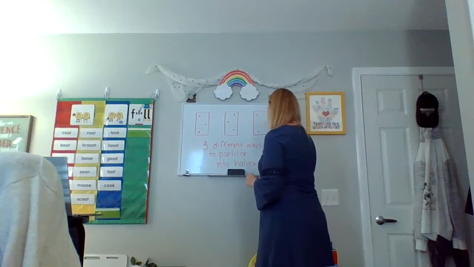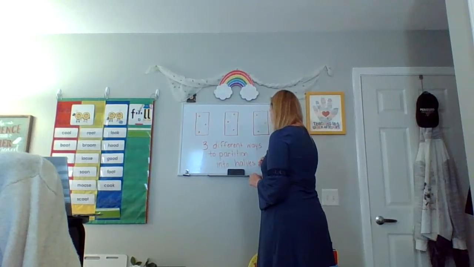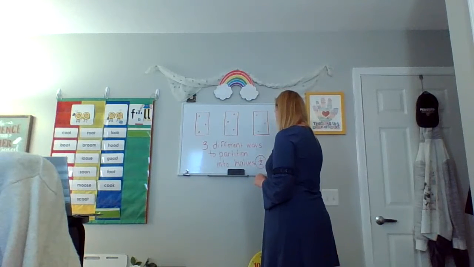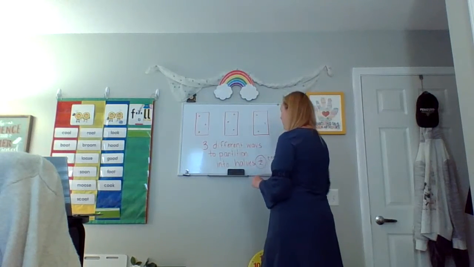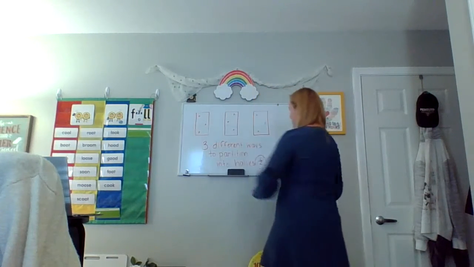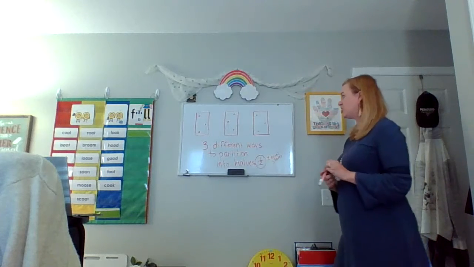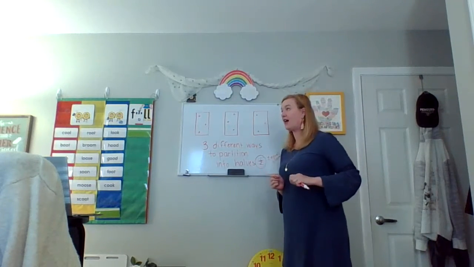Okay? Don't forget, halves is a part of 2. So there's going to be 2 parts, 2 equal shares. That's a little hint. So you're showing me 3 different ways to partition those blocks of cheese into halves.